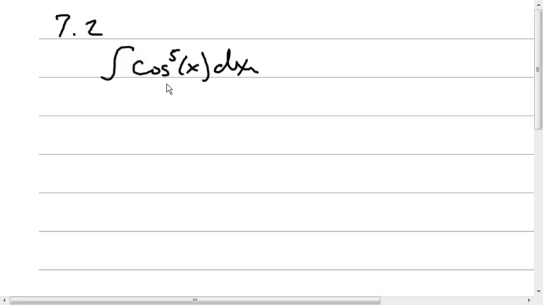I mean, before, when we had sine and cosine both in the equation, it was pretty straightforward that we had a function and its derivative, because really we're trying to get over to using something that looks a little bit like u substitution, some function of u times du, and then we're going to integrate that. So how are we going to deal with this?